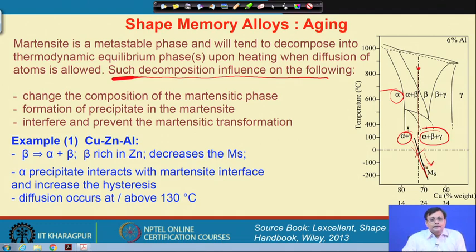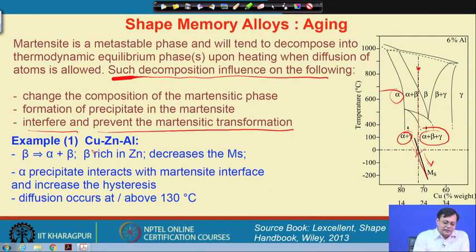Now, another phenomenon is that precipitation will occur if some thermodynamically stable phase appears. Where will they appear? They will appear in the martensite plates or near the interface or at the interface, and they will interact with the interface. So, once they interact with the interface, it will prevent the martensitic transformation. Now, let us say a particular case we can discuss about aging.